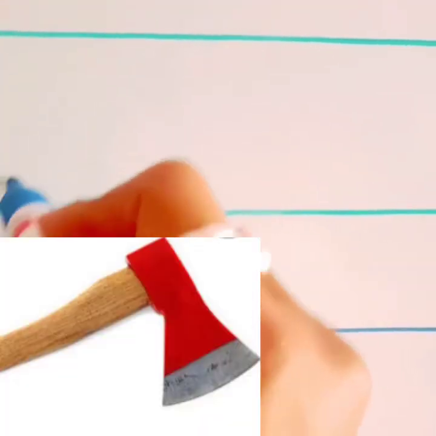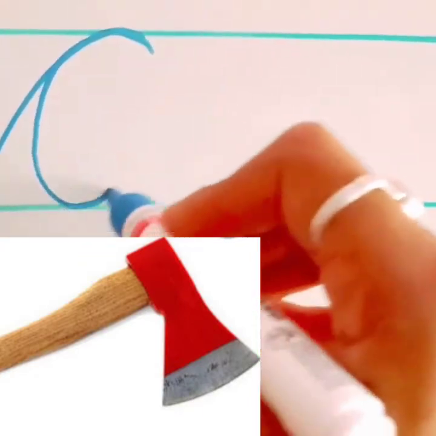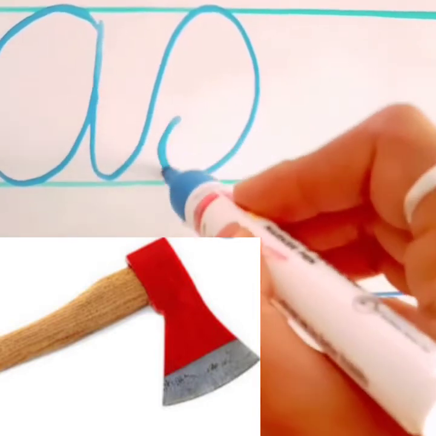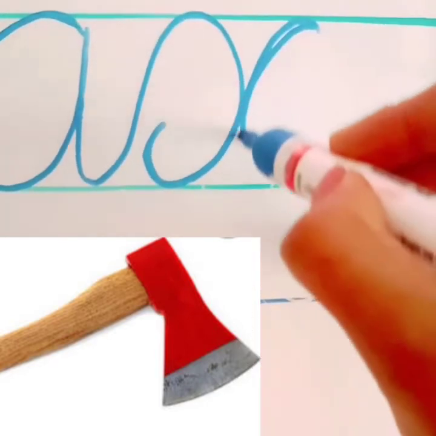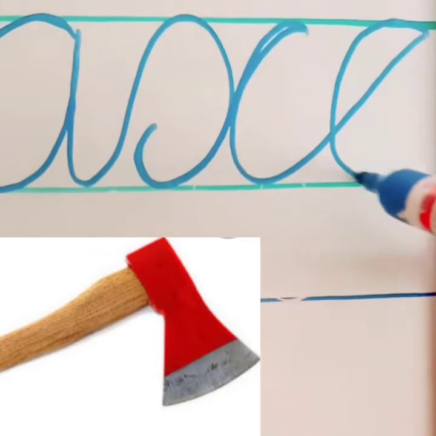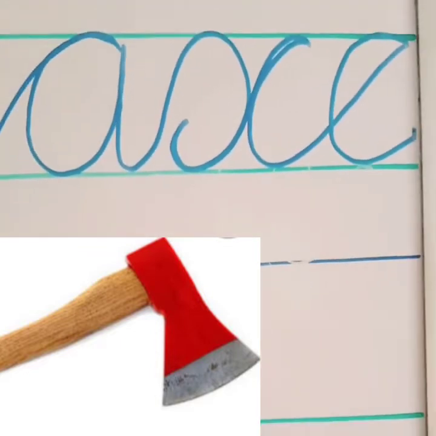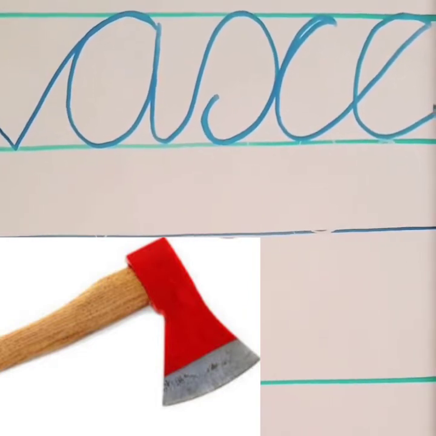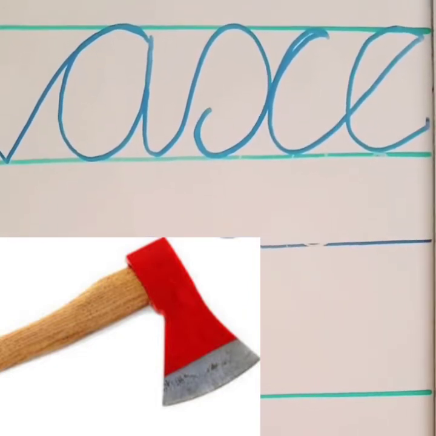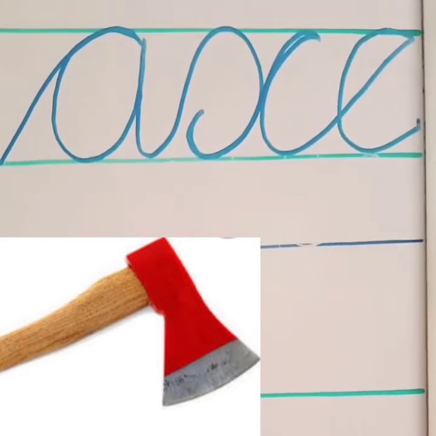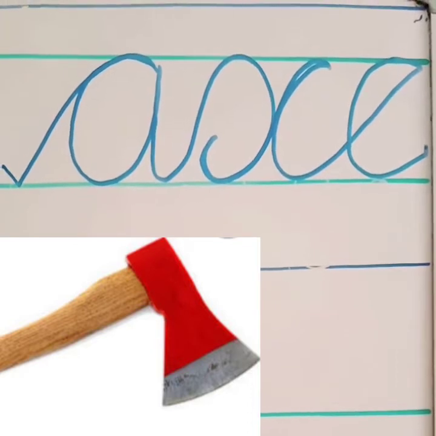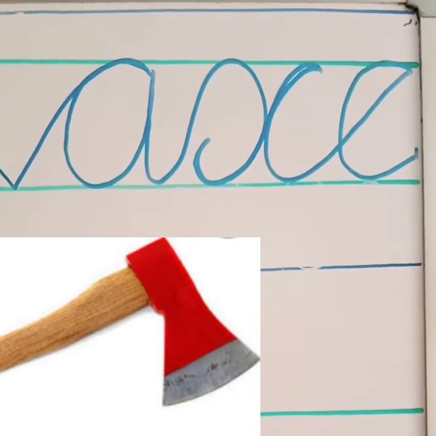Next, X. A. X. E. When you complete the total practice with the alphabet A to Z, then only you can try this.